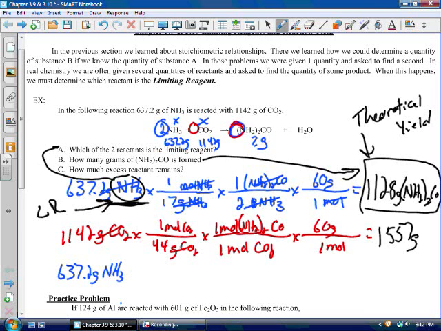And I'm going to find how many grams of CO2 are used. When you start with one reactant and you find the quantity of another reactant, you are finding how many grams are used or how many grams are needed. All right, so let's figure out how many grams were actually used.